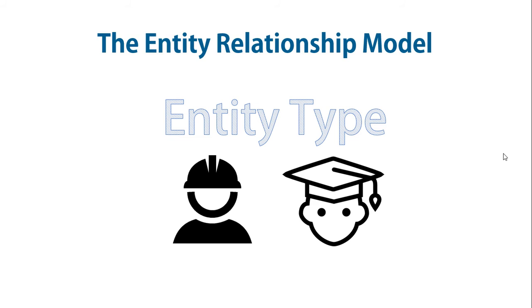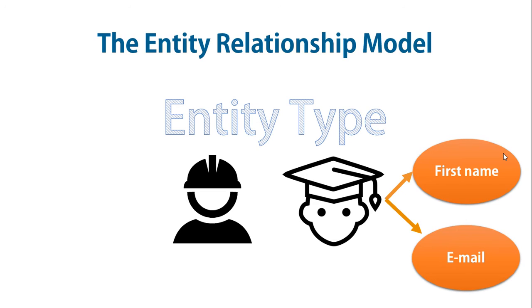Entities can be related through relationships, usually named as actions. Each entity type has a set of attributes that help define different entities at the same time. For example, first name and email would be attributes of the entity type students.